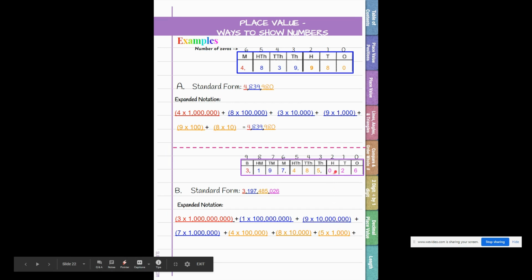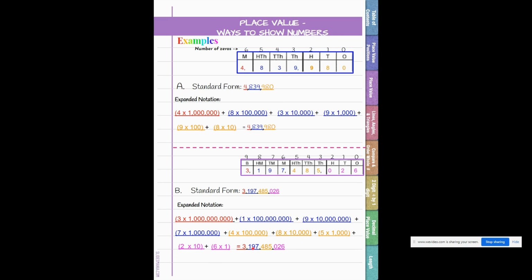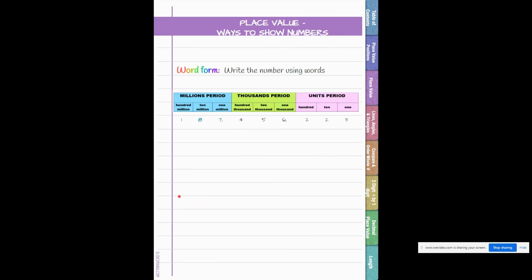But look, here in the hundreds place you have a 0. You do not need to record anything. So we're going to move to the tens place. So you're going to record 2 times 10 plus 6 times 1. When you add them up, it gives you the sum of 3,197,485,026.